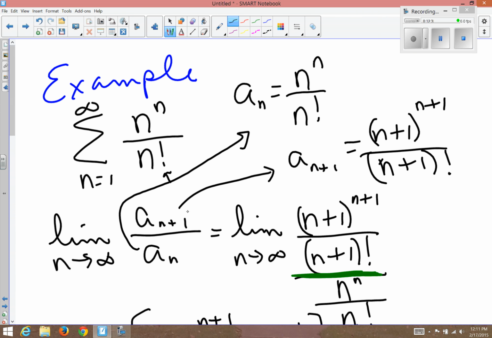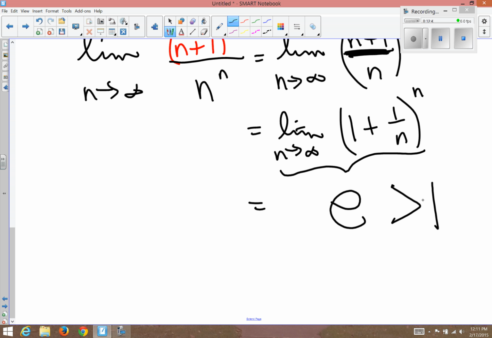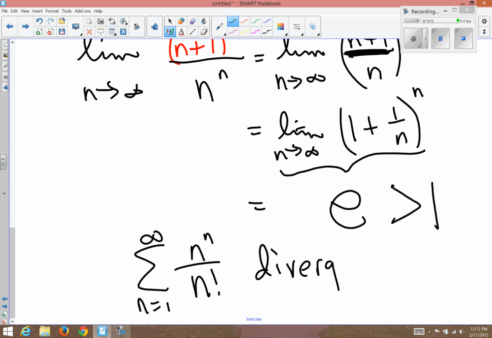When the limit of the n plus first term over the nth term comes out to be a number more than 1, anything more than 1, the series, this is the series we were testing, diverges by the ratio test.